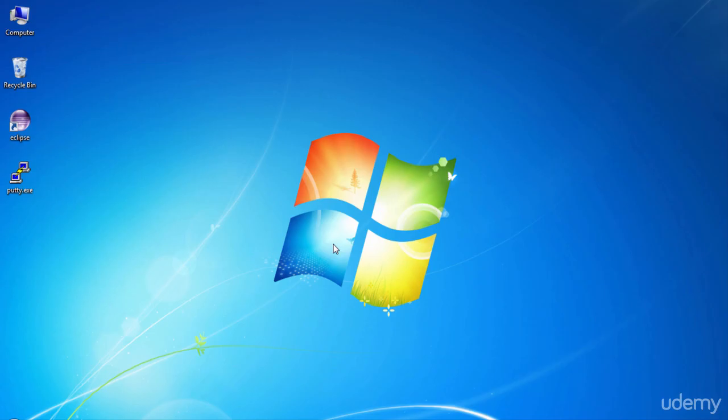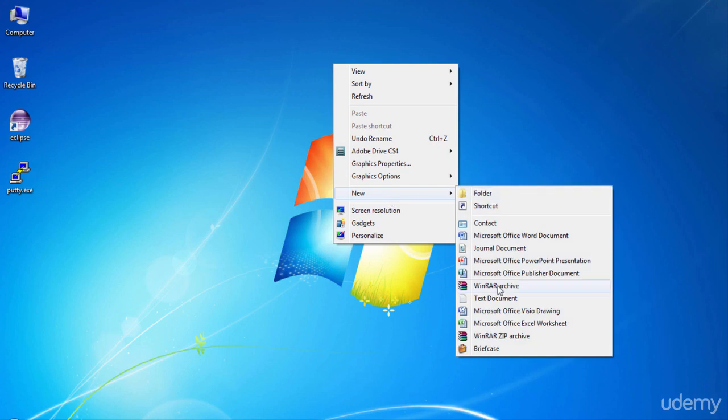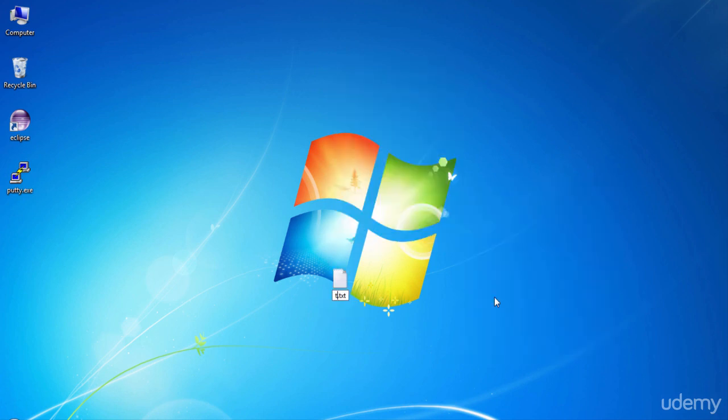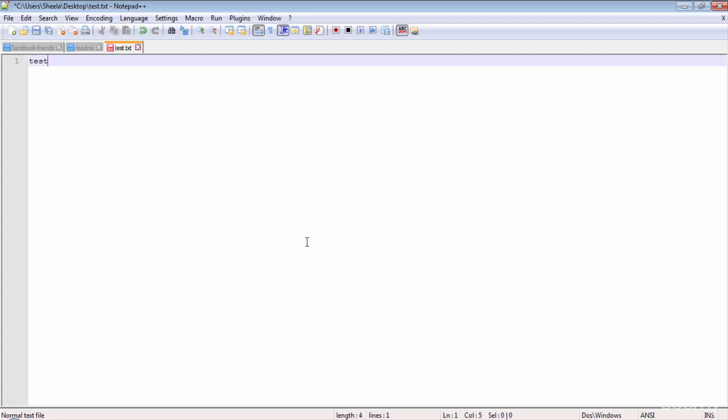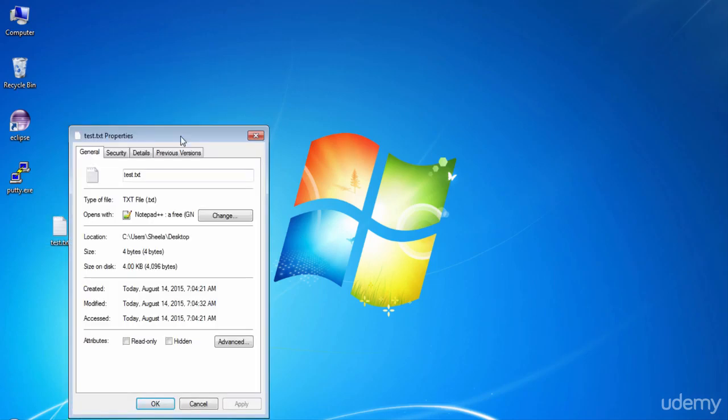I'm using Windows operating system in my laptop. I'm going to create a very small text file. The text file, I'm going to name it as test.txt. And then I'm going to add just one word into the text file. Save the text file. Now let's right click and click the properties of the text file.